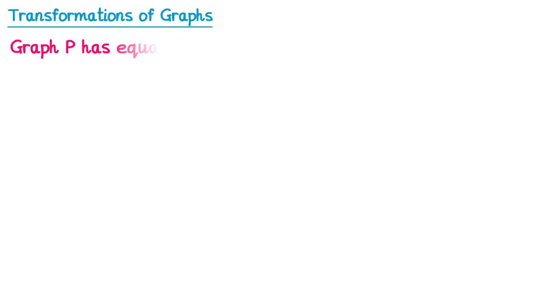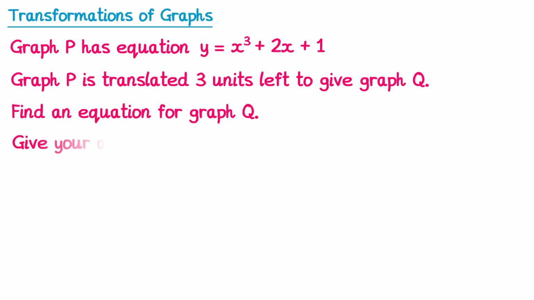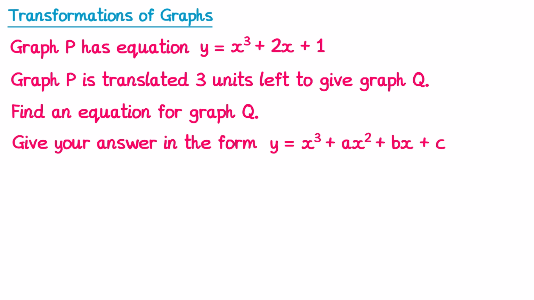Let's try another example like this. So graph P has the equation y equals x cubed plus 2x plus 1. Graph P is translated 3 units to the left to give graph Q. And we need to find the equation of graph Q. And we've been asked to give it in a particular form, y equals x cubed plus ax squared plus bx plus c. So this time the transformation is a translation 3 units to the left.